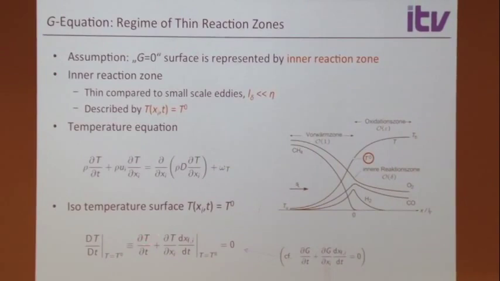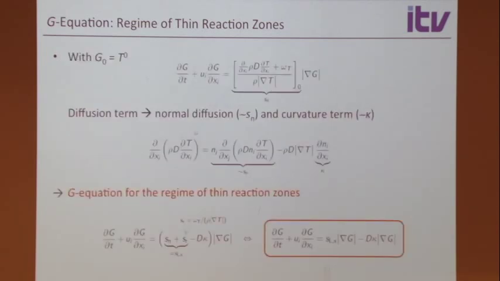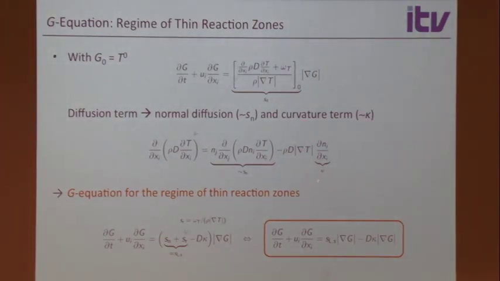And then we can just call, because t here is now the t at t naught, we can just call this a g here again instead of t naught, and then we get a g equation where this here now is the propagation speed. Now this propagation speed has this diffusion term. The diffusion term here can be split up into a normal diffusion, a diffusion normal to the front, plus a curvature term, or a term that describes the curvature of the front.